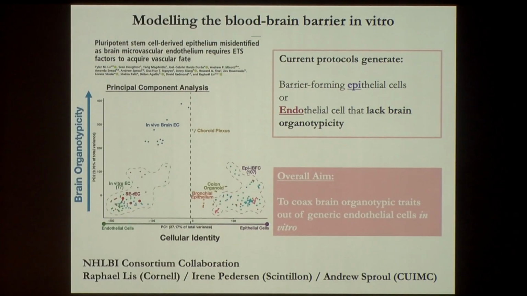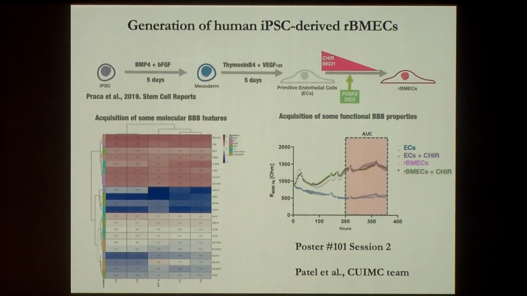organotypicity. And through a consortium collaboration funded by the NHLBI that has Columbia, myself and Dr. Andrew Sproul, Dr. Erin Peterson at Scintillon, and Raphael at Cornell, our goal is to really develop protocols where we can force brain organotypic traits out of generic endothelial cells. And the approach we're using is twofold. One of them is developing this protocol, and this is at Columbia.